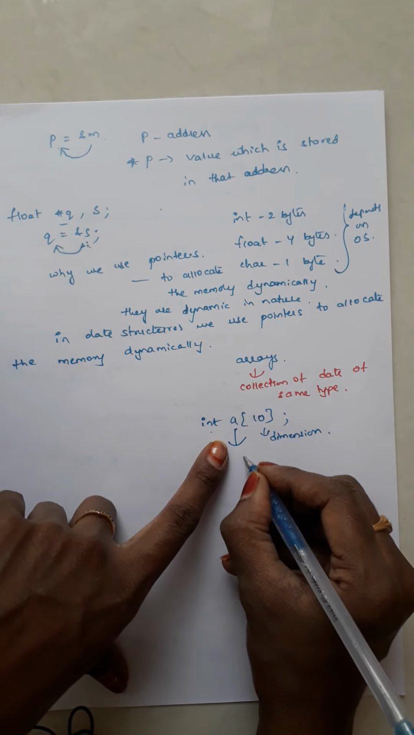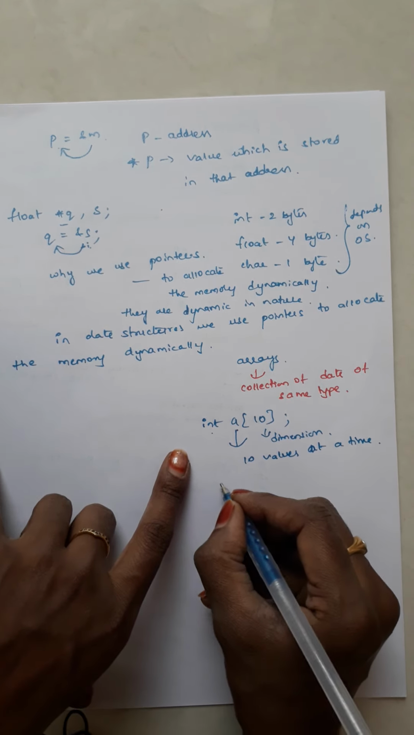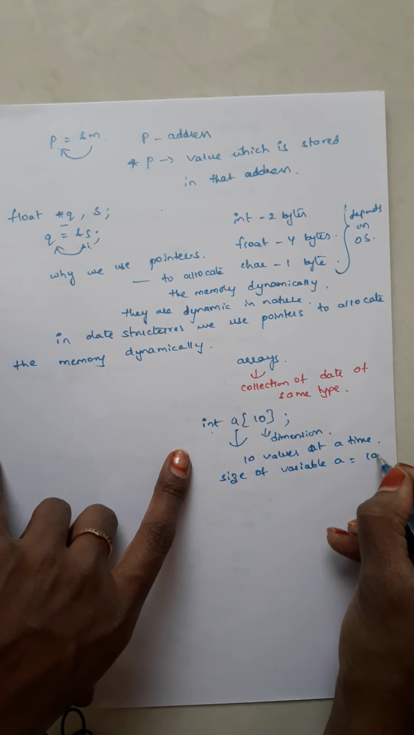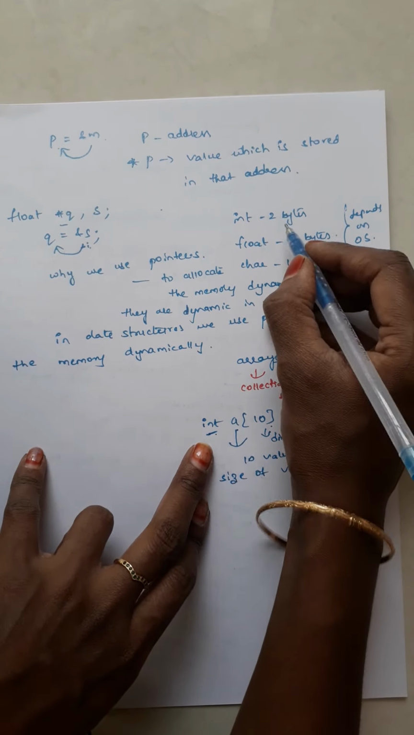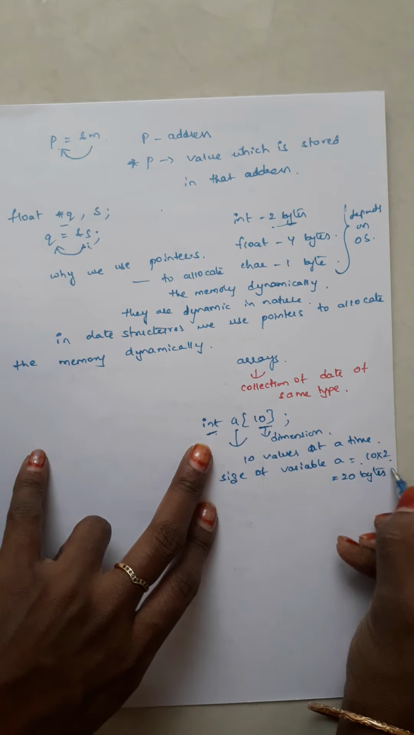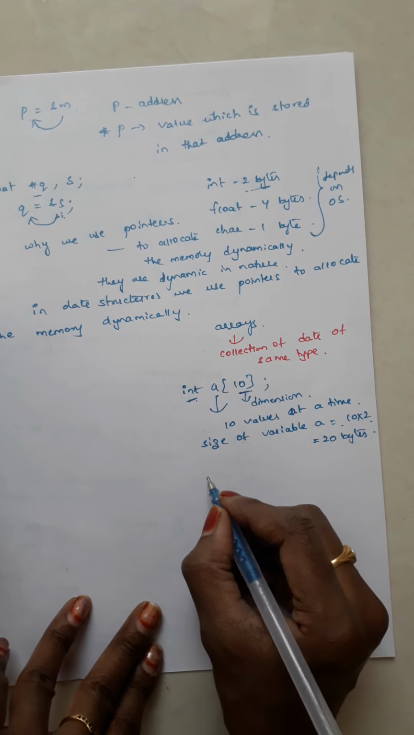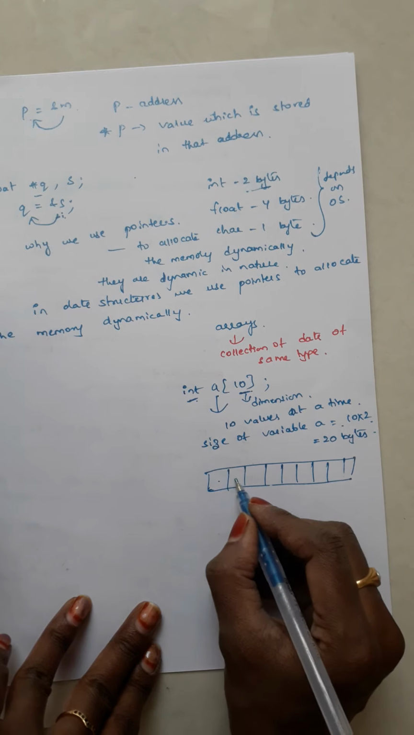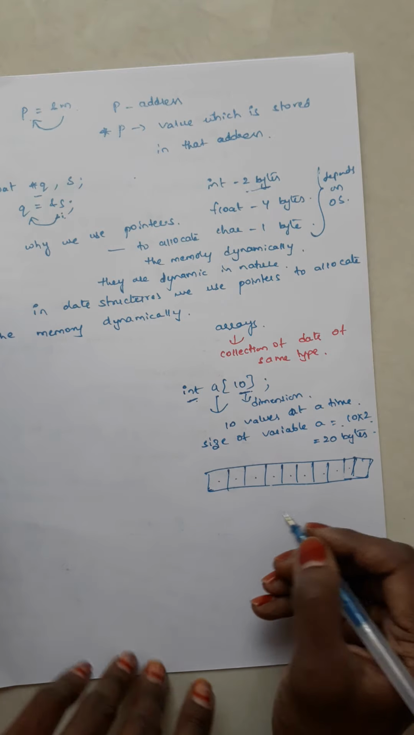Now a can store 10 values at a time. What is the size of variable a? Size of a equals 10 into 2. All these values are of type integer. What is the size of an integer? 2 bytes. How many values can it store? 10 values. So 10 into 2, total 20 bytes. In this manner memory is allocated to a, 2 bytes for each of the 10 values.